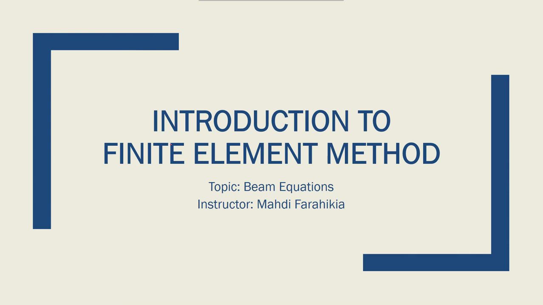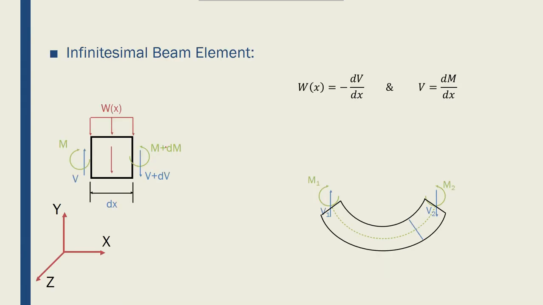Let's continue learning about beam equations. So we looked at a very infinitesimal beam element like this, and we looked at the distributed loads and moments and shear forces at a very small distance dx, and we found these equations, the relationship between the distributed force Wx and shear force V. So Wx is equal to minus dV over dx, which is the derivative of shear force with respect to x, which is the distance along the length of the beam.